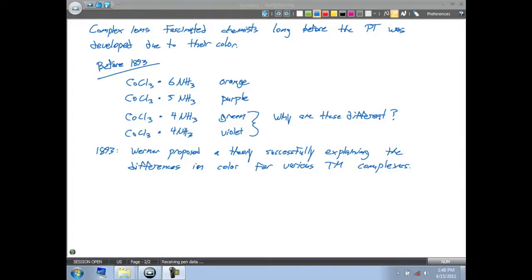So for example, if we look at the compound CoCl3.6NH3, and if we assume that cobalt is the transition metal center, we could potentially surround this cobalt with 9 different ligands. So there's 9 different ligands available for bonding.